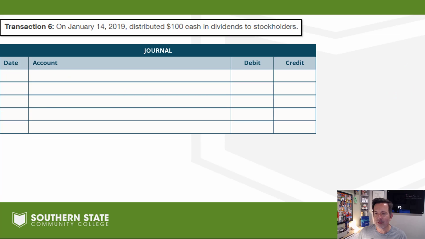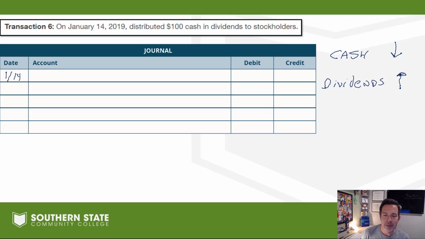Next up, halfway through after this one, transaction number 6. On January 14th, we distributed $100 cash in dividends to our stockholders. We got a cash account going on and a dividends account going on. Dividends are kind of like expenses in the fact that they are going to lower our retained earnings and our equity. So our cash account is going to go down. Dividends that have been paid, our dividends are going up, but it's going to reduce our retained earnings and our equity. So we're going to treat it kind of like an expense here.